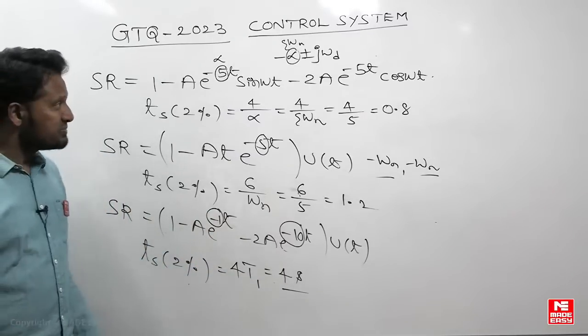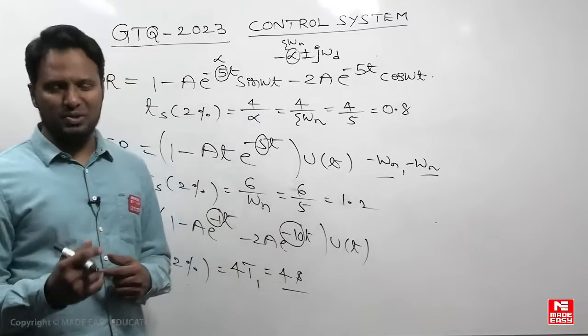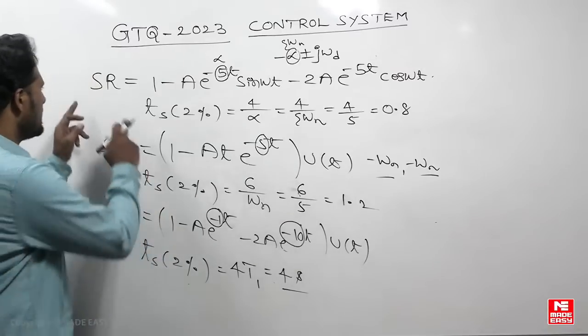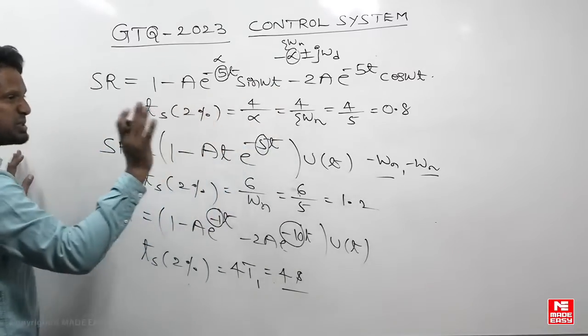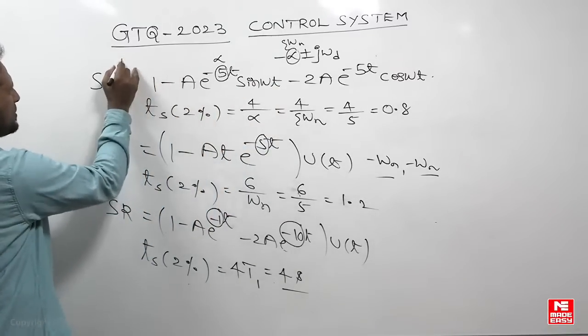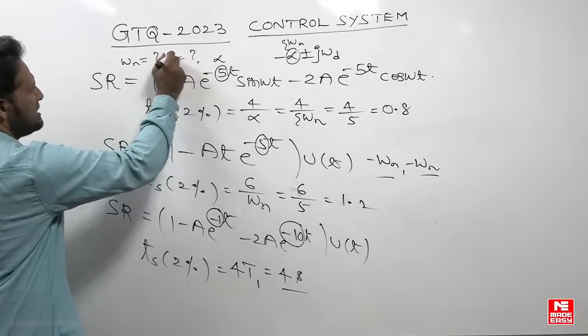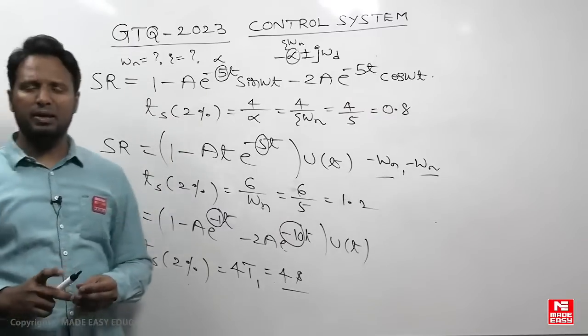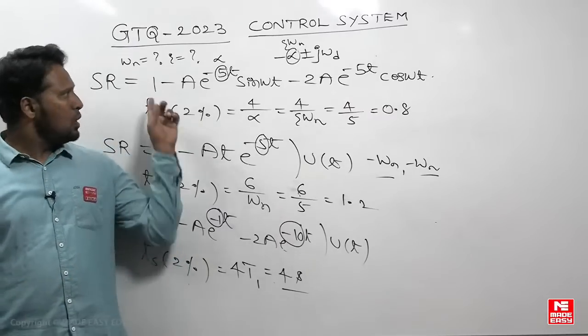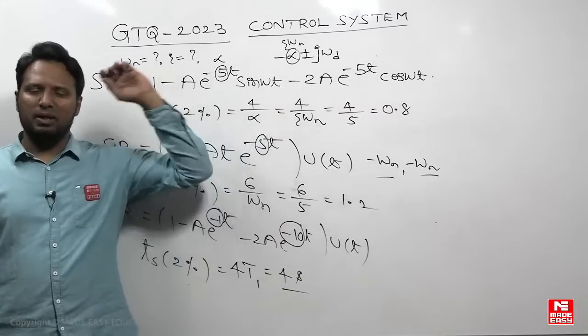Suppose the question changes. Let me change my question. This is the step response of a standard second order underdamped system. The question is to find omega n and to find zeta. Now you please try. Find omega n, find zeta.